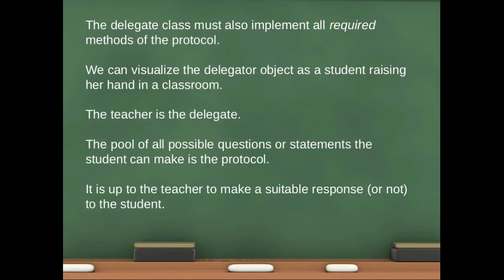So once all this hookup is done, we can think of the delegator object as a student raising her hand in a classroom. The student is the delegate object. I'm sorry, scratch that. The student is the delegator object. The teacher is the delegate. Everything the student can come up with to say in the classroom, good and bad, is the protocol. And it's up to the teacher to make a suitable response or not to the student.